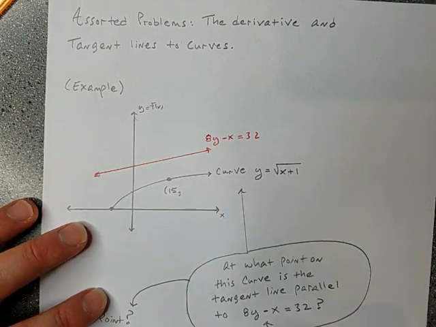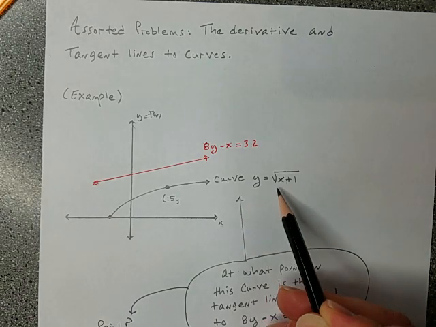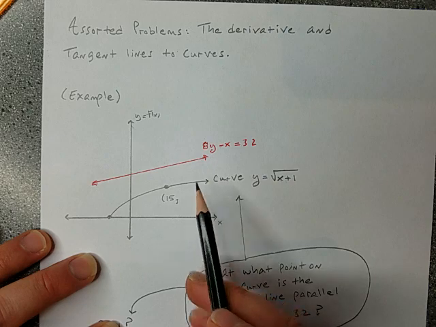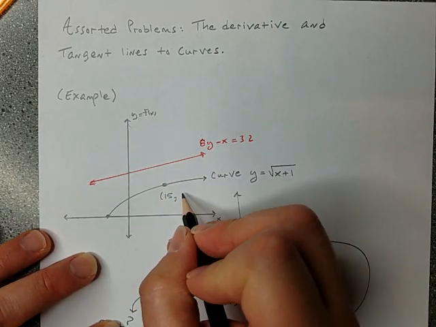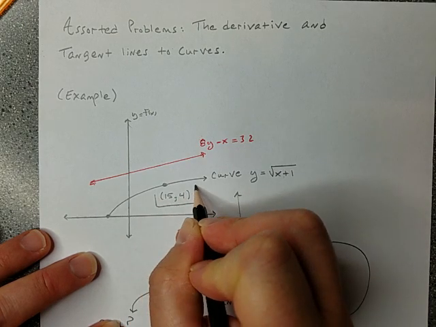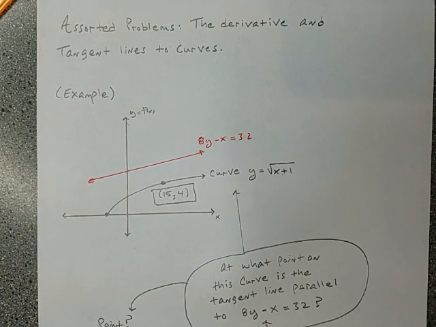What's the y coordinate? Well, that's the point on the curve. What do you do with this equation? You put the x in, you get the y out, that gives you a point on the curve. 15 is where we want to be. 15 plus 1 is 16, root 16 is 4. So there's this point, 15 for x, 4 for y. Okay? All right, that's the place that we want to be.